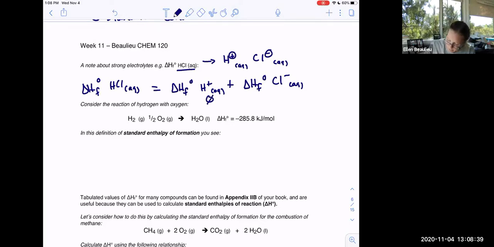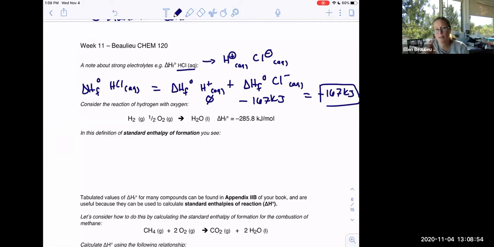This one is 0. This one is negative 167 kilojoules. So overall, negative 167 kilojoules. So if there is a strong electrolyte in your reaction, then you might need to add the delta HFs of the ions in order to get the contribution for that chemical compound. Remember, delta HFs are for 1 mole. So that's the amount of heat per 1 mole of HCl.